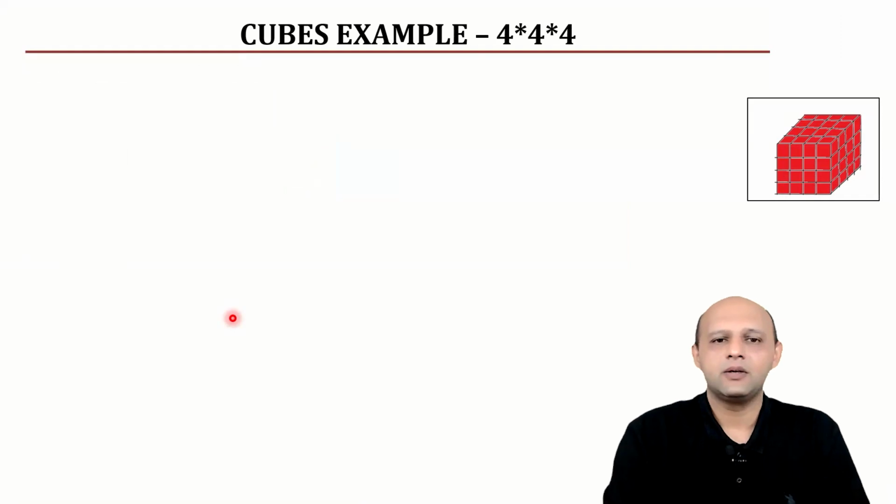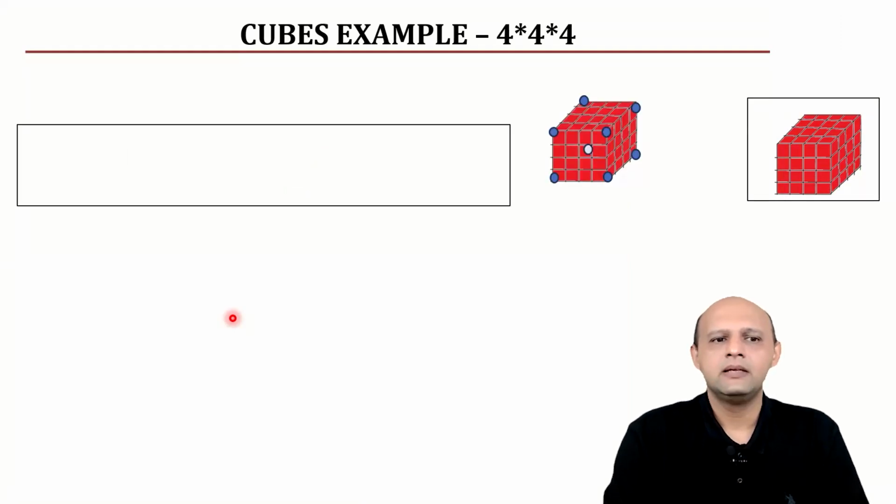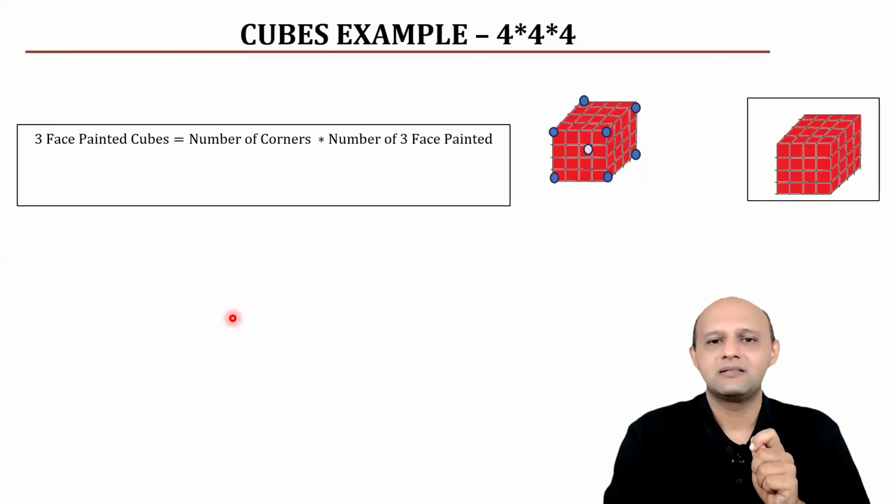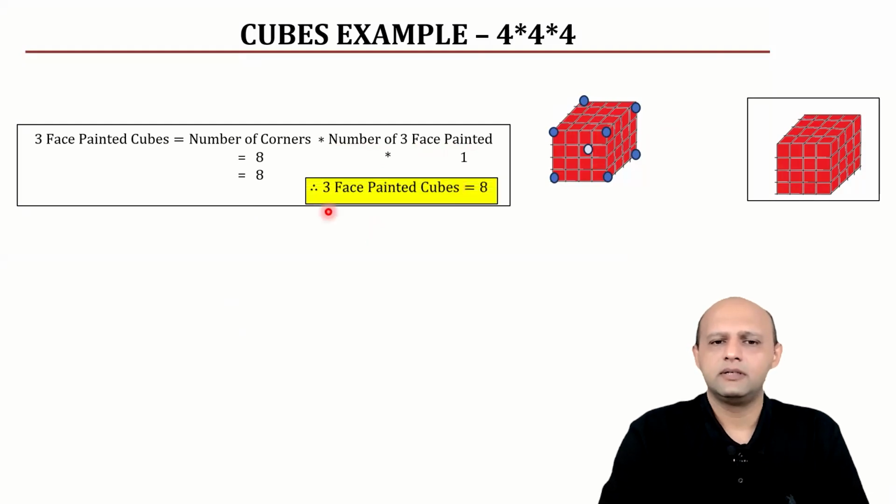Now, typically any n by n by n cube will have 3 face painted cubes only at the corners. So how many corners do you have? You've got 8 corners, and per corner you've got 3 face painted cubes. So 1, 2, and 3. So these are the 3 faces painted. So basically, how many cubes? You'll always find 8 cubes. So therefore, the number of 3 face painted cubes is going to be 8.